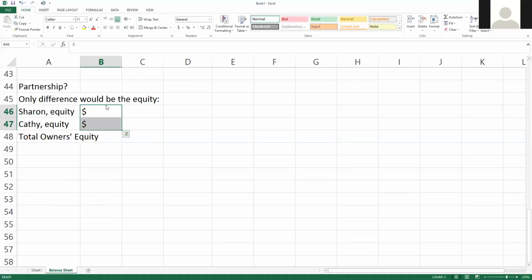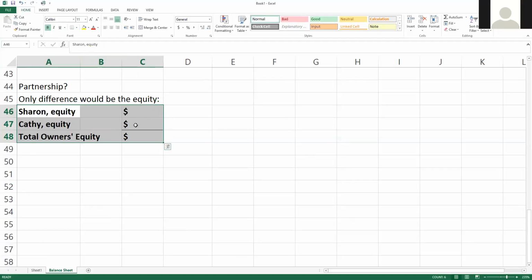Let's move these two over so that they get a little bit of room, and the total would be here. So instead of just being one line saying owner's equity is this much money, we would actually have a separate line for each owner. And then the total here would be what we'd see in the accounting equation. Assets minus liabilities would make this number. So not a lot of difference, not a huge step to go up to a partnership.